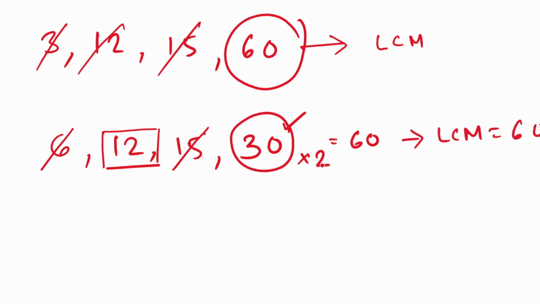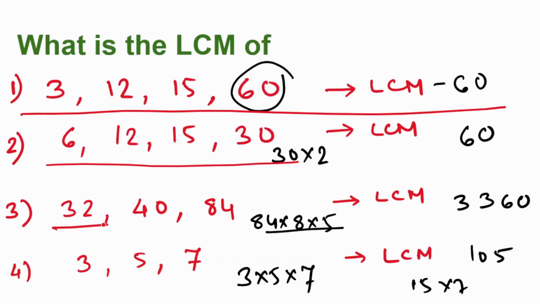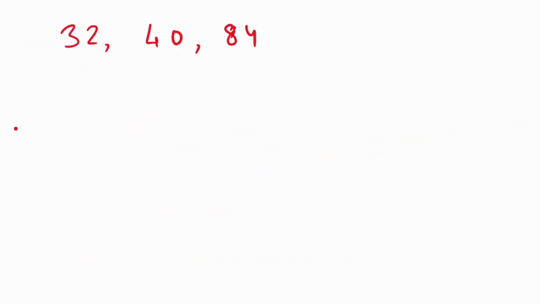If 60 was not, then you would have multiplied it with 3, multiplied it with 4 and at some point there would have been some number which was common. And I will tell you later the fourth one where there is nothing common. And what do you do there? Let's go to the third one where I have 32, 40 and 84. Now this would be a question which could come in paper 2. So you start with the biggest number, 84. And neither is 32 a factor of 84, neither is 40 a factor of 84.